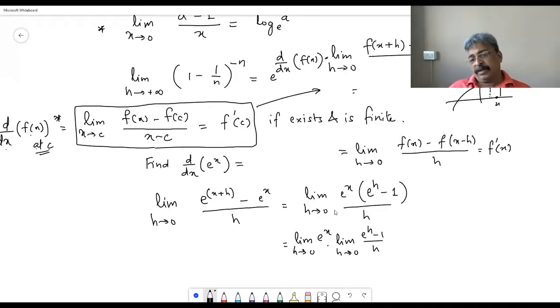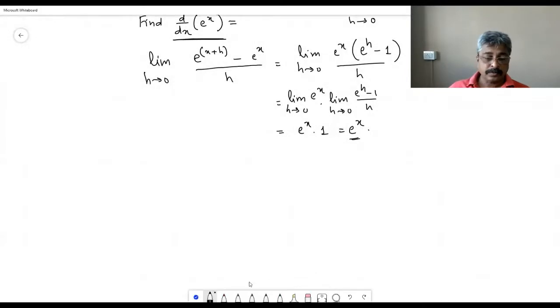We have applied that the limit of a product is the product of the limits, and we are assuming here that e raised to x is a continuous function and is well behaved. The limit will exist; it is not undefined or positive or negative infinity. So this limit is e raised to x, and this limit we have proved equal to 1. Therefore, the answer is e raised to x. So d dx of e raised to x is e raised to x. Understood? Next. Find d dx of a raised to x.